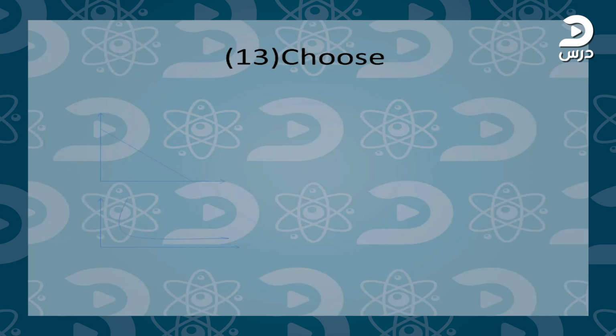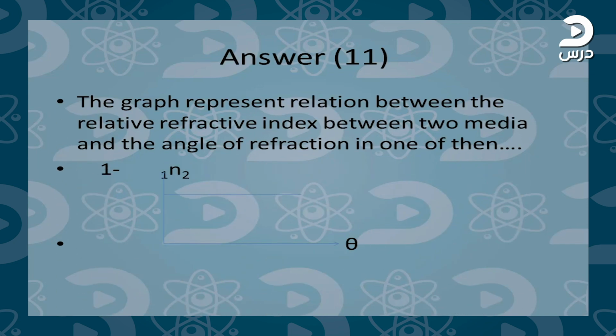The question says choose the right one. Which is the correct answer? The graph represents the relation between the refractive index of two media and the angle of refraction. So the answer is number 1. Why? Because n12, the relative refractive index, does not change with theta; it's constant.